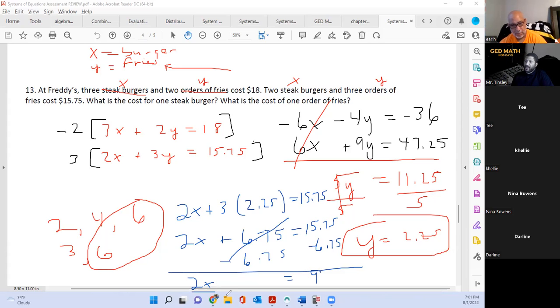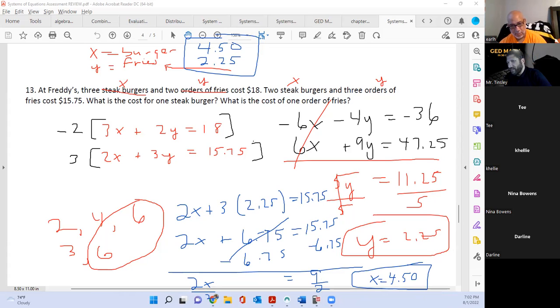And then divide both sides by 2. So we get x is 450. So the hamburgers are going to cost you $4.50, and the fries are going to cost you $2.25. Now, this is a more difficult problem. You will hardly ever see anything this difficult on the GED, but this is what's expected to be able to solve a system of equations in college or a training program.